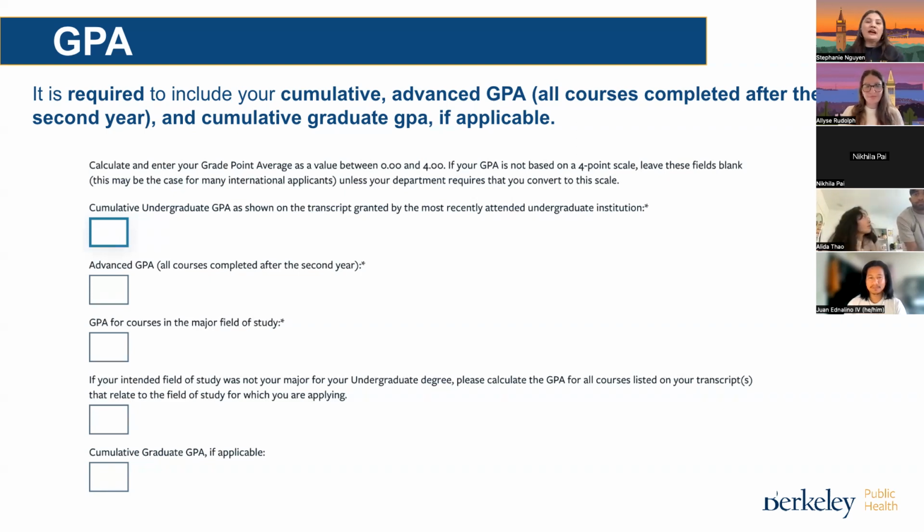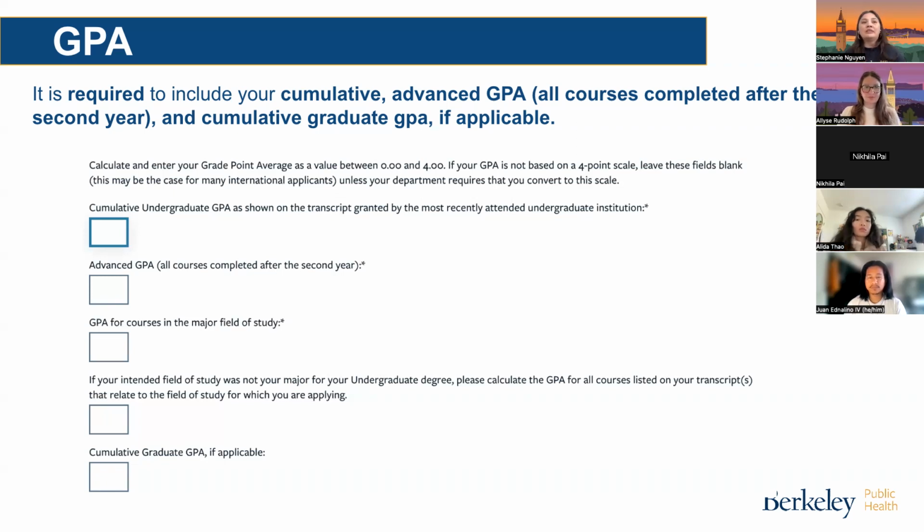The GPA for your courses in the major field of study are only your major specific courses. So for example, if I studied public health, I'm only going to include courses that are public health specific, that say PH 142, PH 153, but I would not include external courses such as biology. We only want to see the major field of study in that course. The next piece here, if your intended field of study was not your major for your undergraduate degree, please calculate the GPA for all courses listed on your transcripts that relate to the field of study for which you're applying. So maybe you've taken a public health course before and it was just 2 classes there.